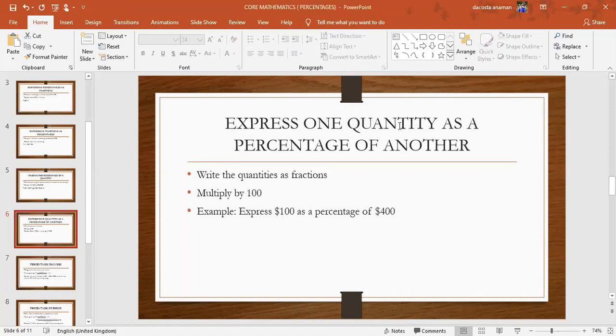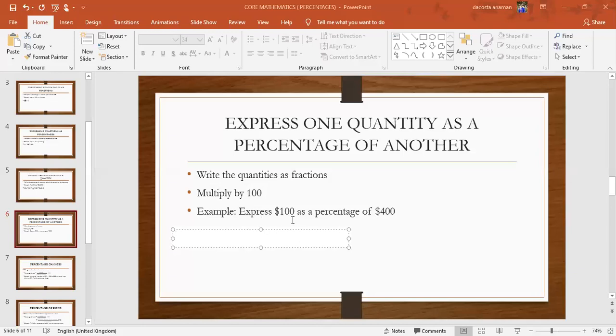Now, the next thing is expressing one quantity as a percentage of another. To express one quantity as a percentage of another, you have to do what? Write the quantities as fractions. Now, this is the simple trick here. When you are asked to express a given quantity as a percentage of another quantity, you take note of the "of" here. Is that okay? You take note of the "of".